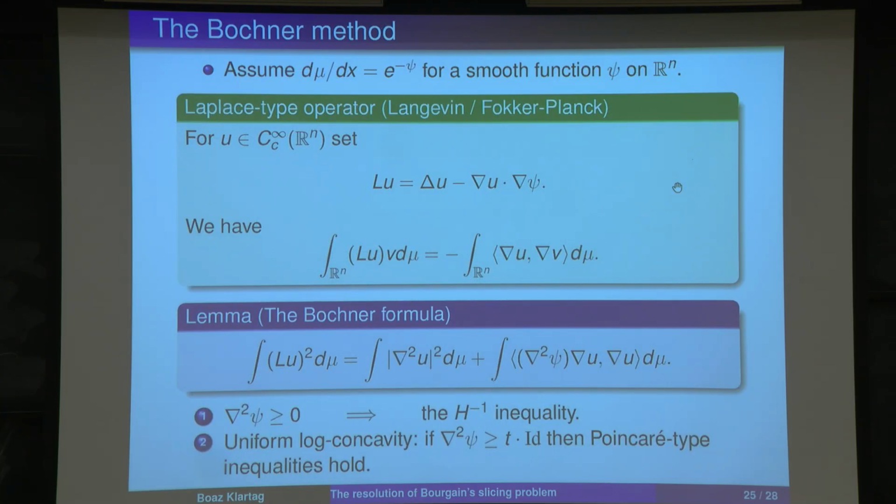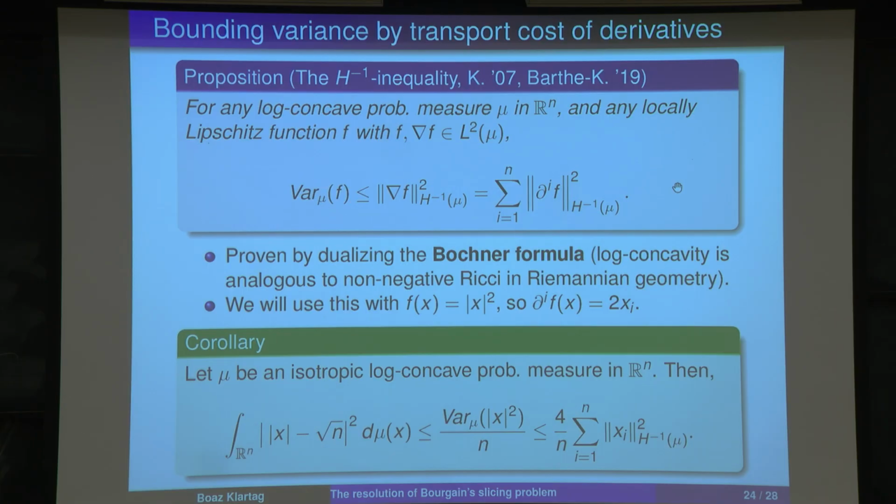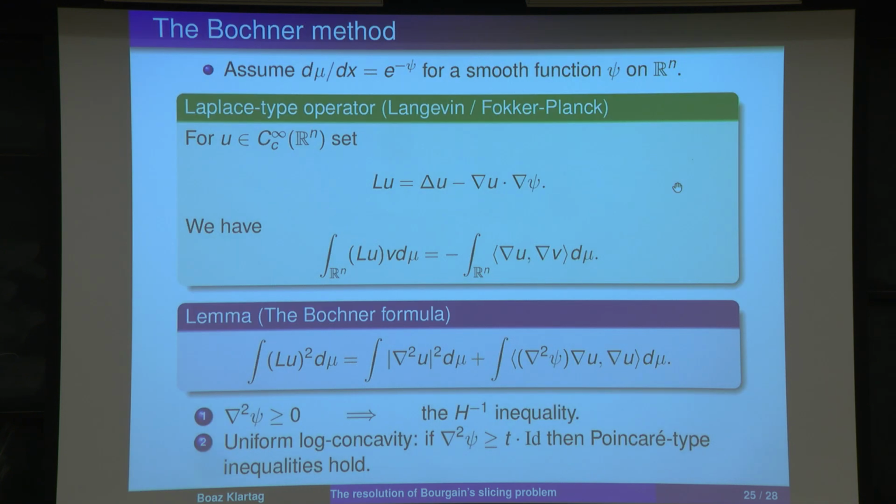First of all, let me tell you about the Bochner method and how I could relate variance to transport cost of gradients. H minus 1 is transport cost of gradients. And second, let me show you how to bound the transport of the gradient. So first of all, what's the Bochner method for Riemannian geometry, and how does it look in our context?